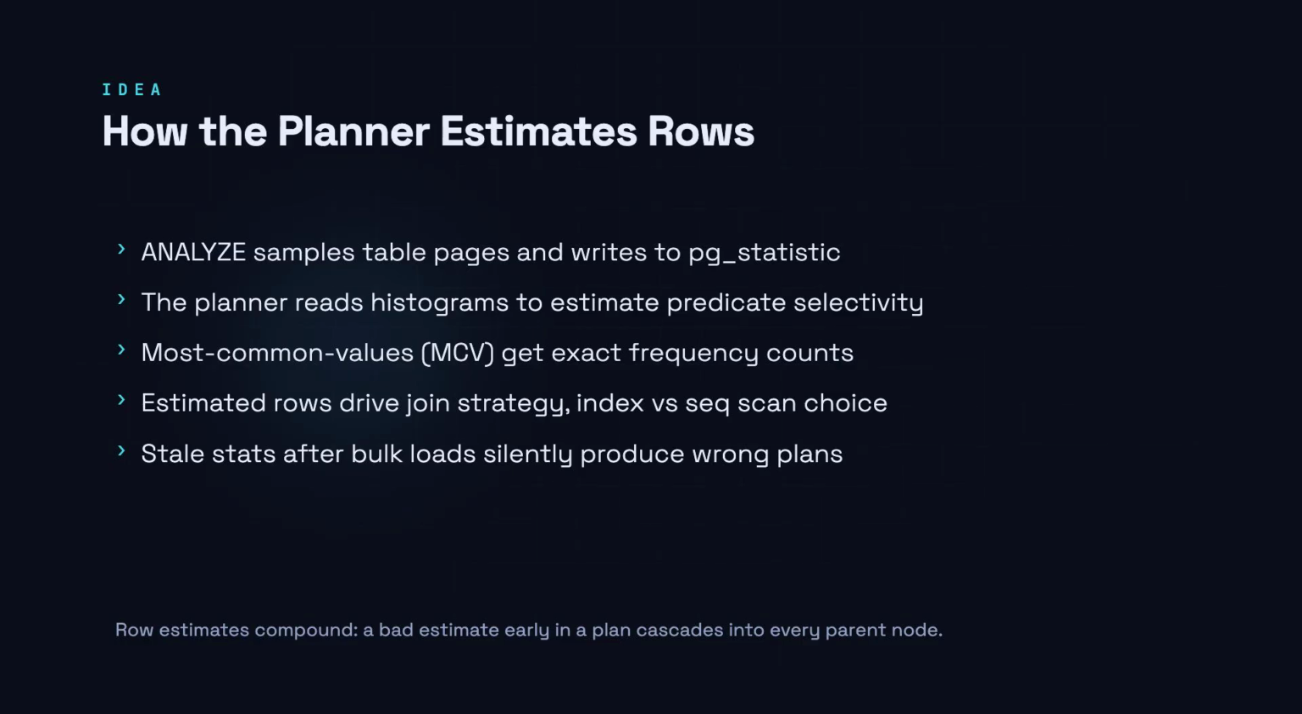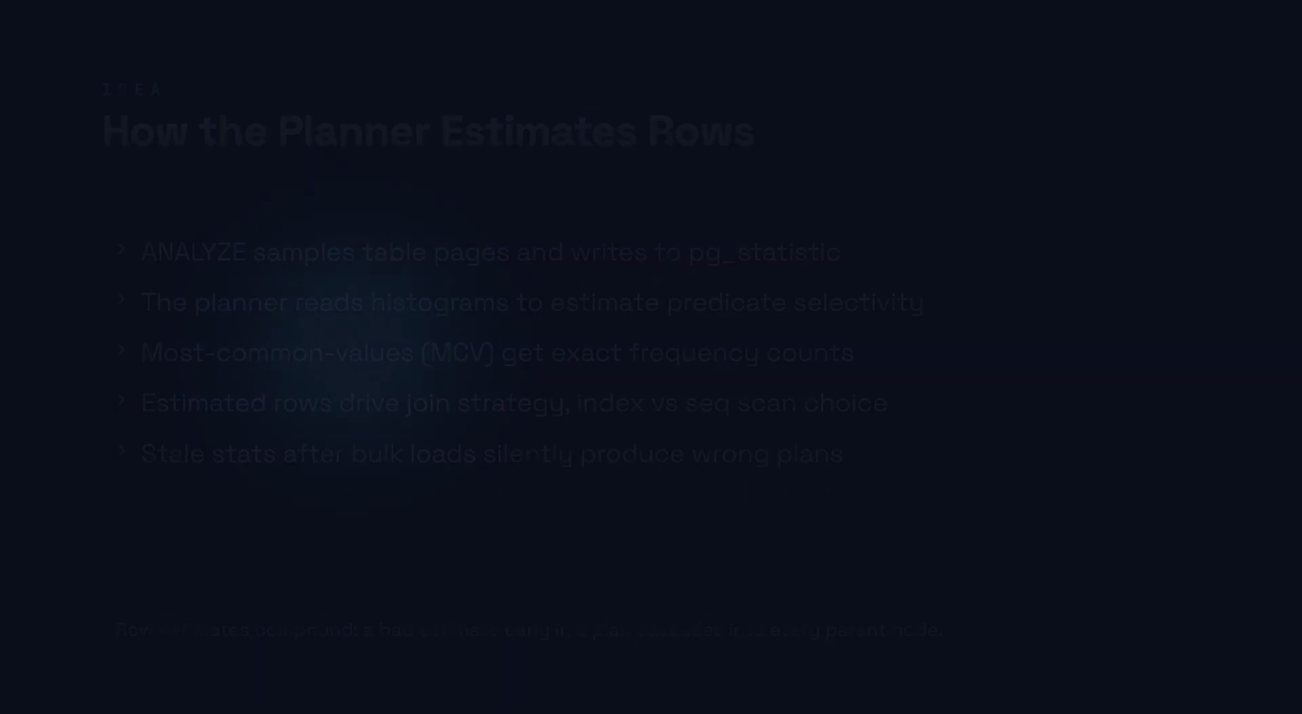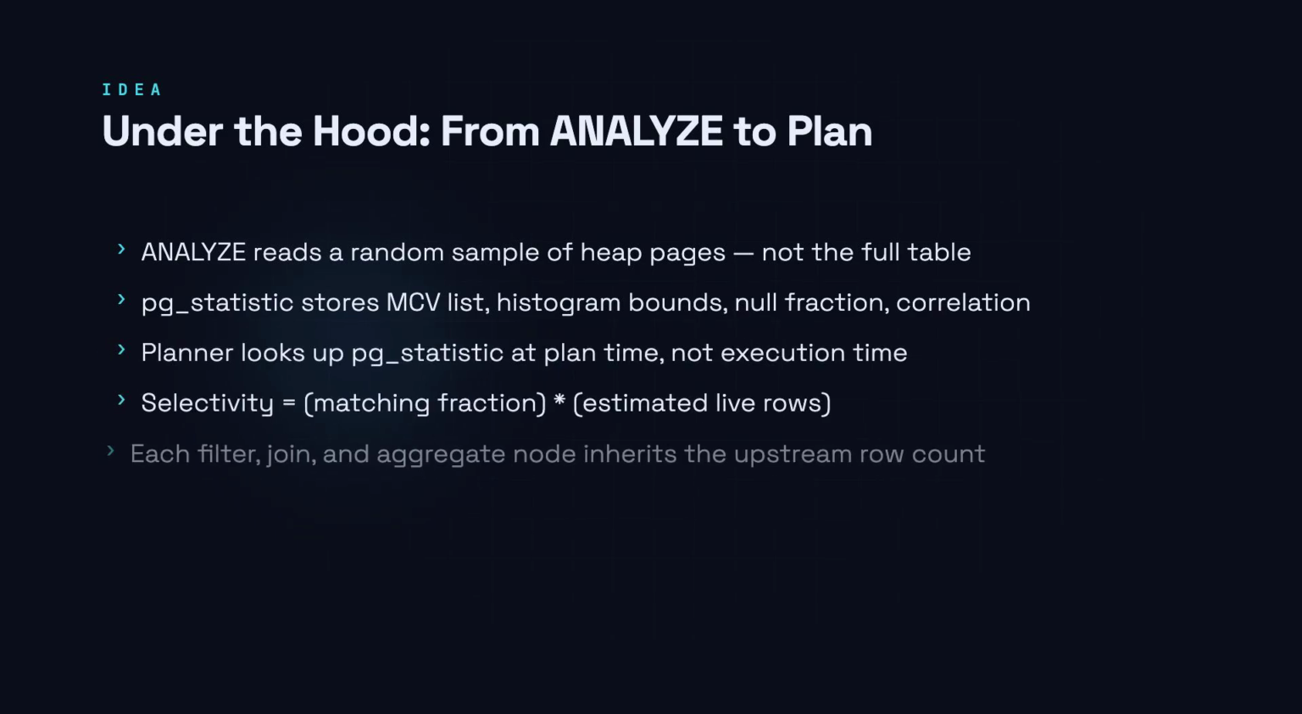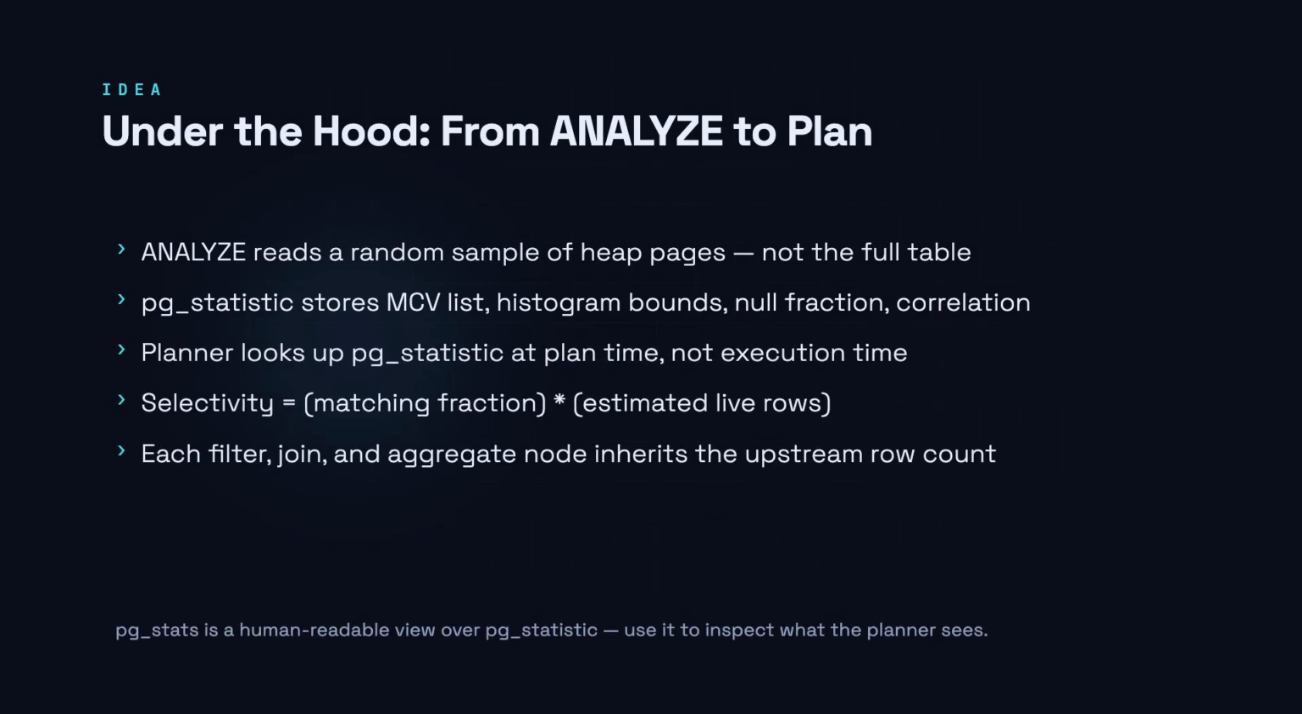The planner multiplies selectivities across predicates to estimate output rows. When you run analyze, Postgres samples heap pages, computes statistics, and writes rows into pg_statistic. At planning time, the optimizer reads those rows, applies selectivity formulas, and arrives at a row estimate. If your data changed since the last analyze, the formula runs on stale inputs.